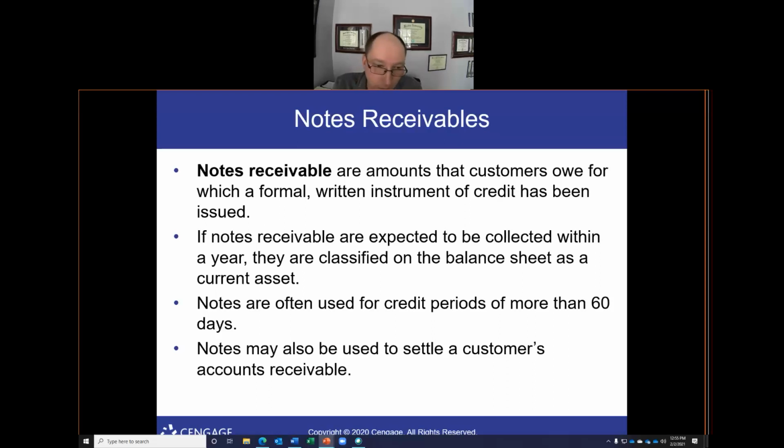Notes receivable are used for credit periods of more than, I think it's like 90 days, right? 60 days on average. So if a customer owes me something and it's longer than 60 days, I usually classify that as a notes receivable.